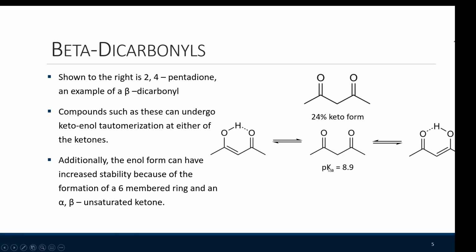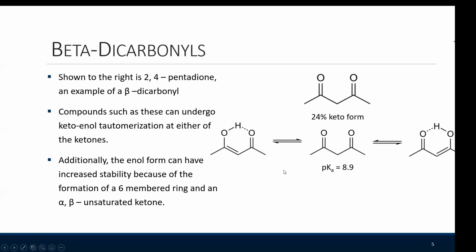Okay, so if you look at the minus log K value, it's 8.9, there is a significant part of the enol form that exists. As a matter of fact, only 24% of the molecules remain in keto form, and the other molecules are in enol form. This is because when the beta dicarbonyl compounds form an enol form, that forms a 6-member ring here. That makes the ring structure relatively stable, so they can stay in this way much longer than the enol form of acetone.